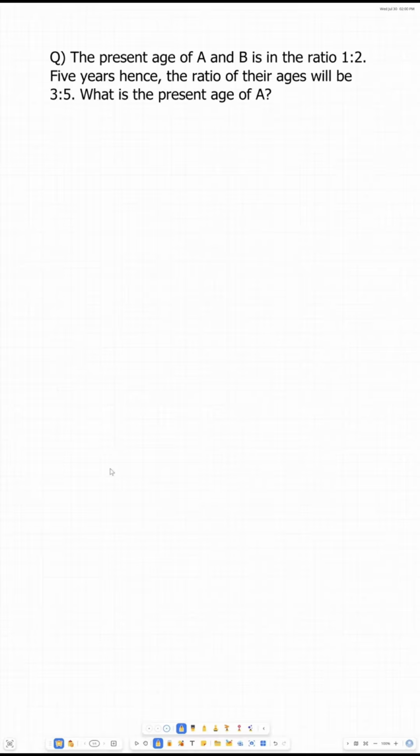This is a word problem based on ages. Let us see how to solve it easily. The present age of A and B is in the ratio 1:2. 5 years hence, the ratio of their ages will be 3:5. What is the present age of A?